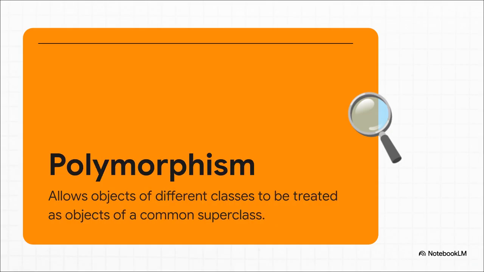Super efficient. And the last pillar is polymorphism. It's a big word that just means many forms. And what it lets us do is super powerful. It means you can have different objects that respond to the same message in their own unique way. For example, you could have a dog object and a cat object. If you tell both of them to make sound, the dog will bark and the cat will meow.